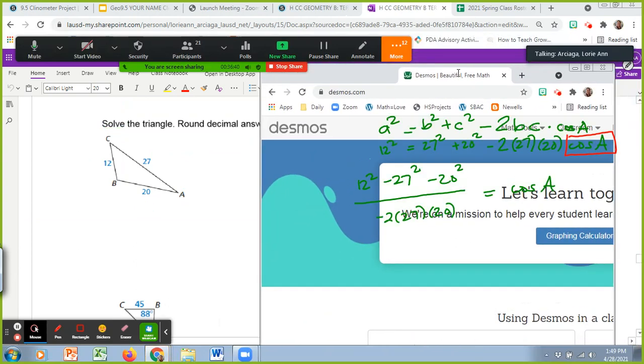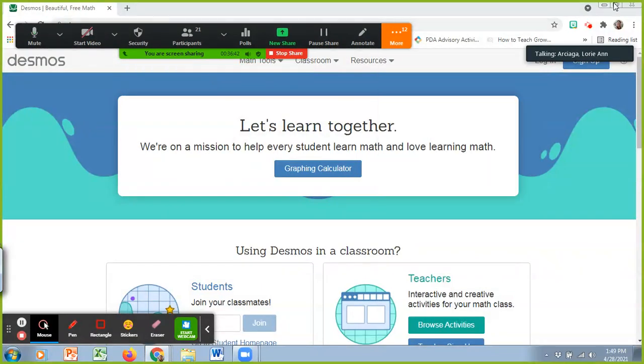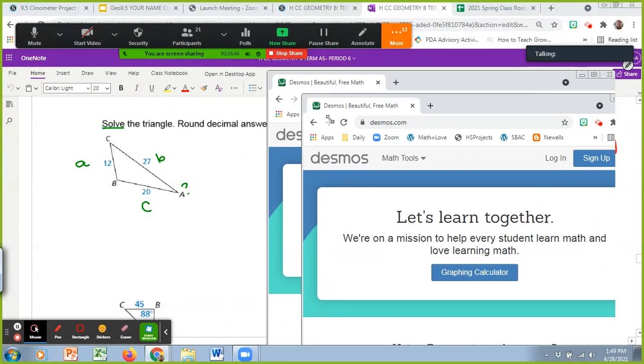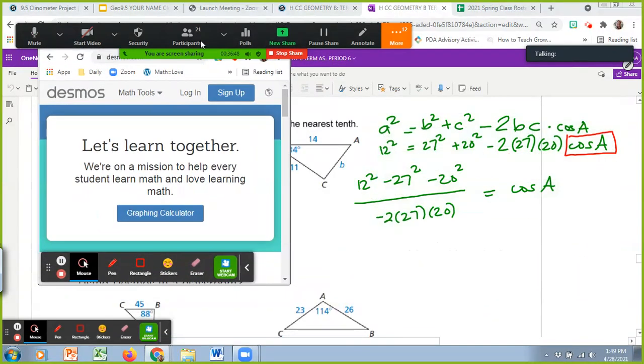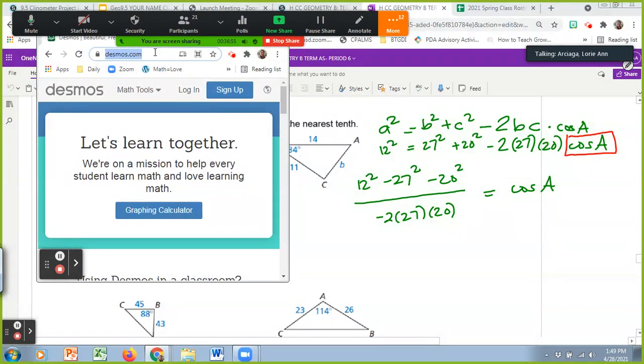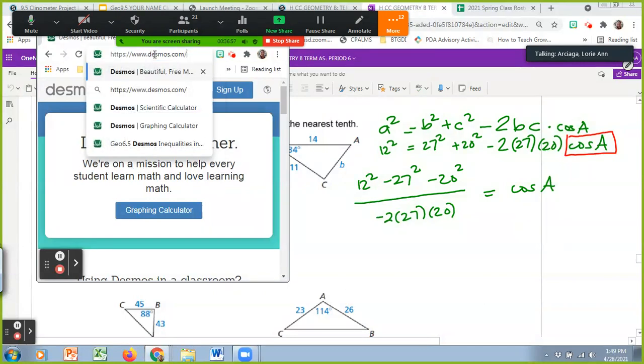Okay, how do I make this smaller again? Restore. Okay, so let's do this. I think it gave me the graphing calculator. I need the scientific calculator.